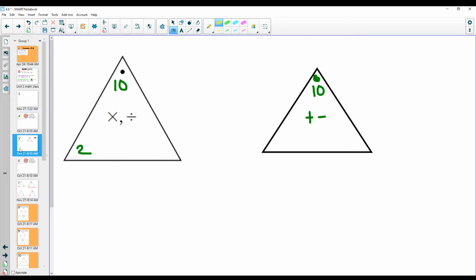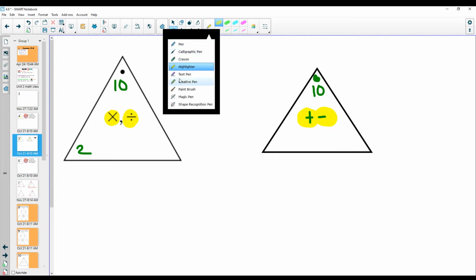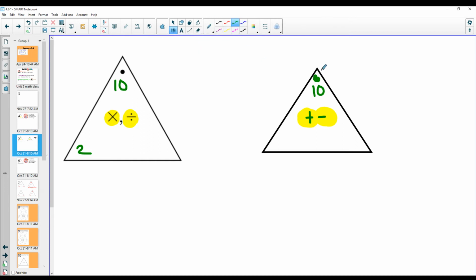Okay, let's go here. I would like to show you the difference. Here we have a multiplication and division fact family. Over here we have an adding and subtracting fact family. I want to show you the similarities. So let's look at how they are similar to activate our background knowledge. Up here we have the dot. Remember that the dot is the biggest person in the fact family. It's the oldest person. It's the biggest number.